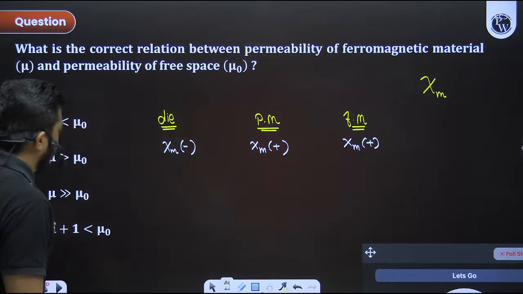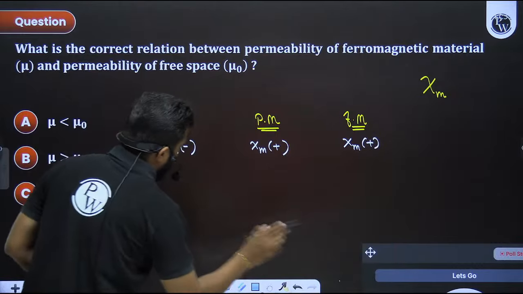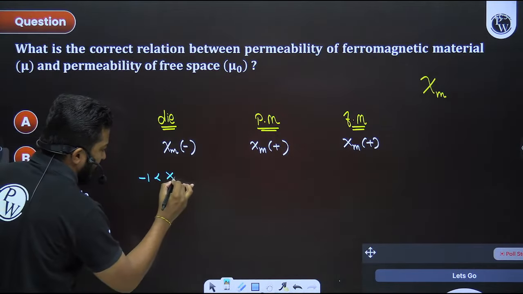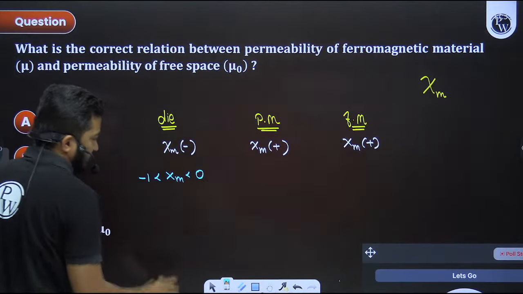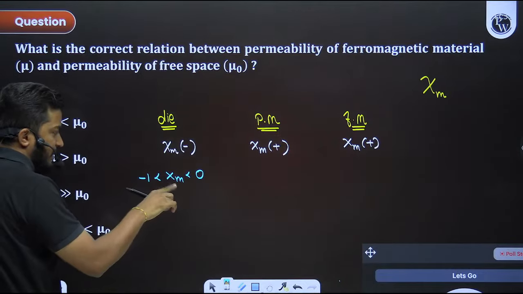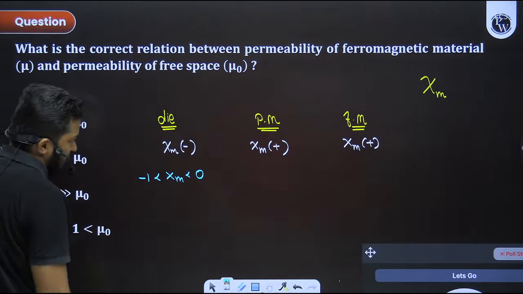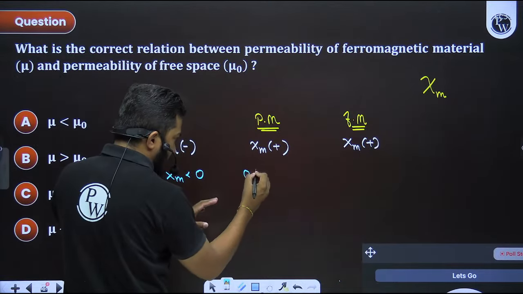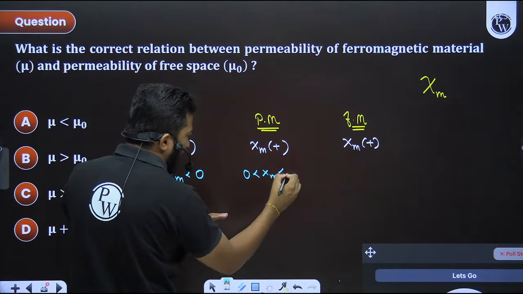So from here we are going to start. XM is negative, so I can write down -1 less than XM less than 0. So we can say XM has a value between -1 and 0. Now for the paramagnetic material, XM is greater than 0.